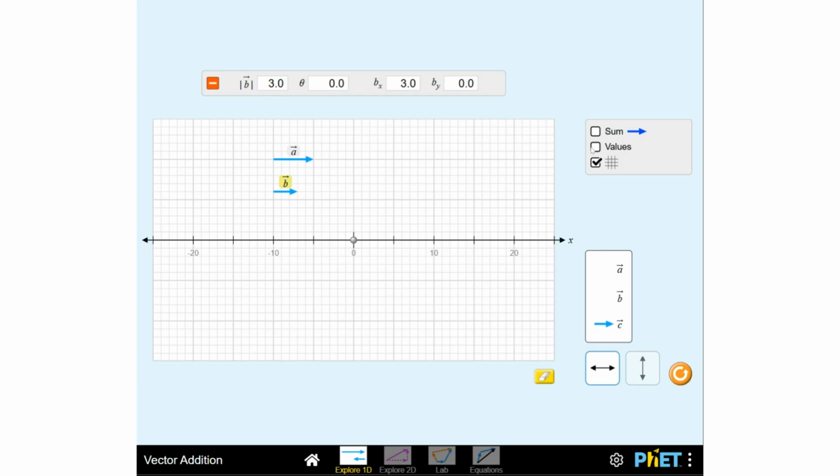I'm then going to click on the word sum and values so you can see the values as well. And we get the resultant, which is denoted with the letter S and highlighted yellow, which gives us the resultant of the two vectors. What do you notice about the resultant of parallel vectors that are pointing in the same direction?